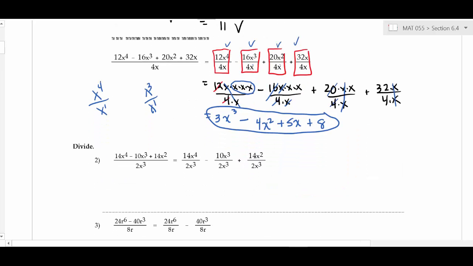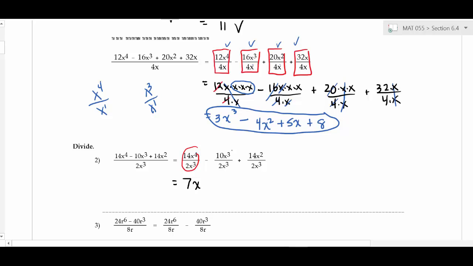Okay, so let's do number 2. Now, see, I've already done the first step for you. I've done that because I don't want you to spend all your time having to write that out. And then this time, let's just do this in our head. Okay, what would be 14x to the 4th over 2x to the 3rd? 7x, good. 14 divided by 2 is 7. There's one more x in the top, so you just have an x left over.